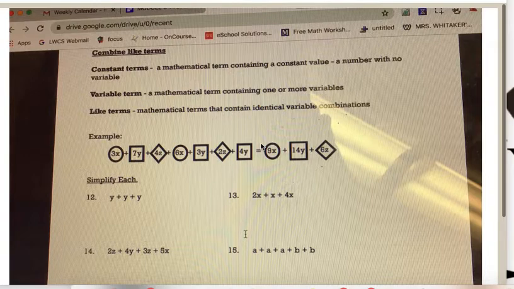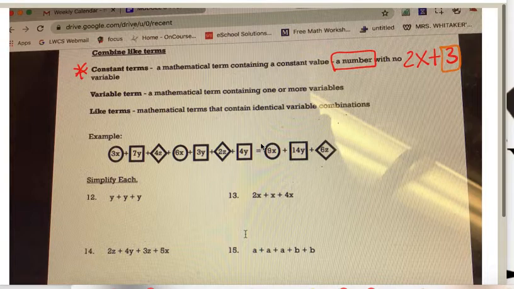We talked about a constant term today. A constant term is a constant value. It's a number with no variable, so basically just a number. So if I had this example, 2x plus 3, the 3 would be the constant because it doesn't have a variable with it. What is a variable term?